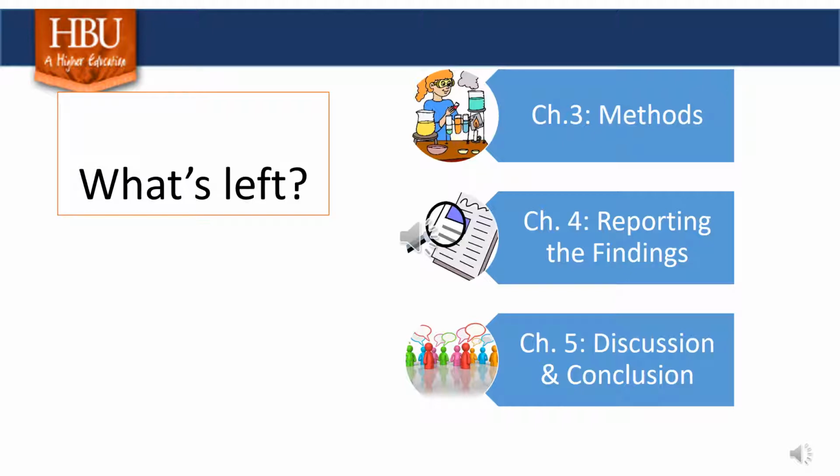So what's left? We're about halfway home. We've got our chapter 1 done. Our chapter 2 lit review is complete. We have begun our work on that chapter 3. So obviously that will be our next step in completing that methods section. Then we'll move on to chapter 4, where we'll talk about our results and report our findings. Finally, in chapter 5, we'll begin to talk about our discussion and conclusion.